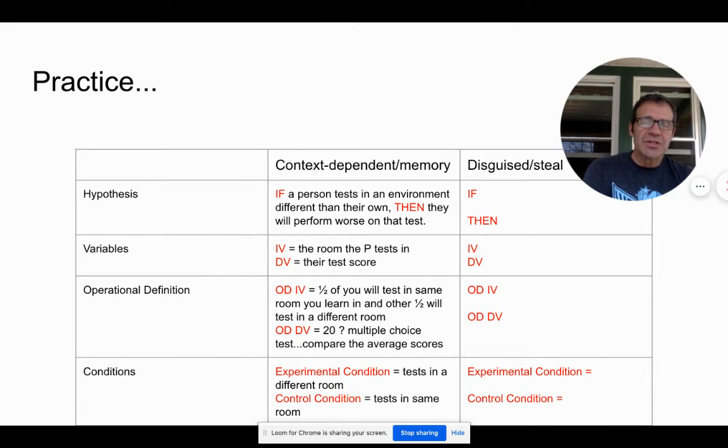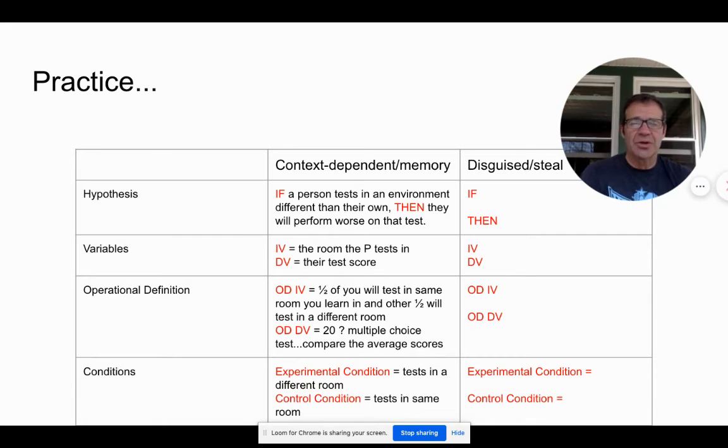Then my operational definition of the dependent variable is I'm going to give a 20-question multiple choice test and compare the averages. So that's how I'm operationally defining the test scores, okay? Finally, the experimental condition: they test in a different room. The control condition tests in the same room, okay? So that's basically what we have.